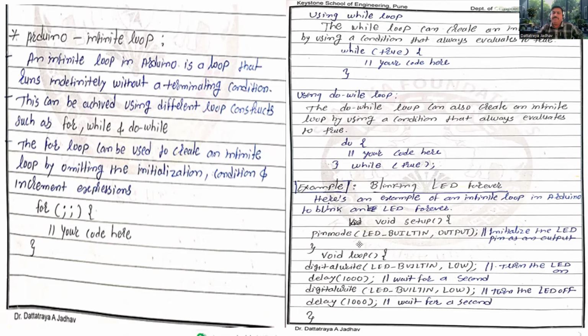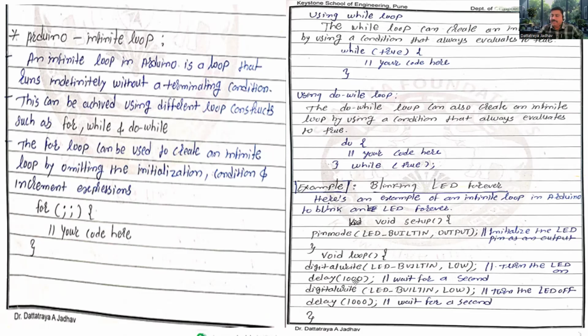In the setup function, we use pinMode LED_BUILTIN, OUTPUT. So it initializes the LED pin as an output. So the LED pin will be made as an output pin. In the loop function, we go with digitalWrite LED_BUILTIN, LOW. That will turn the LED on.